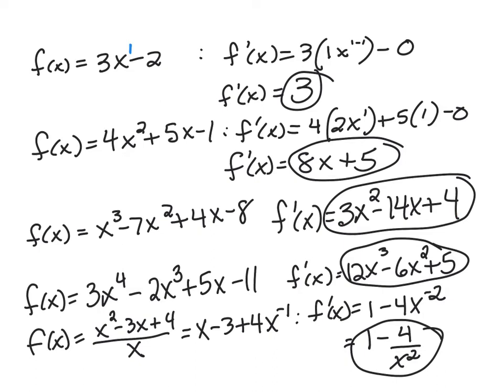One more polynomial. Bring down the 4 and multiply, that gives me 12x to the 3, negative 6x to the 2, plus 5, and that's a 0. Boom. See how easy this is? So just practice this stuff a lot because we start learning to do products and quotients and then composite functions. You're going to need to be able to do this without thinking about it.